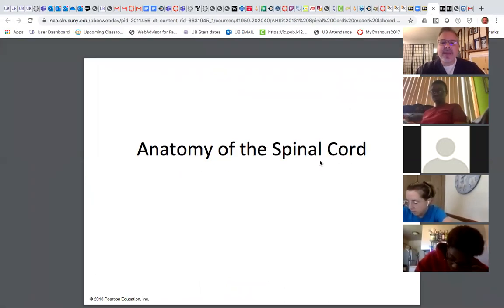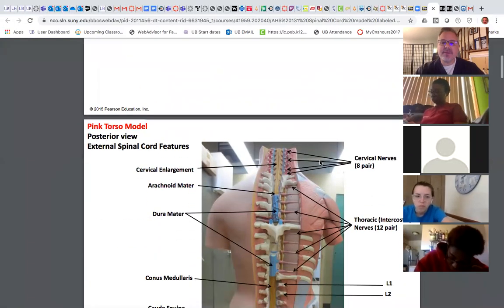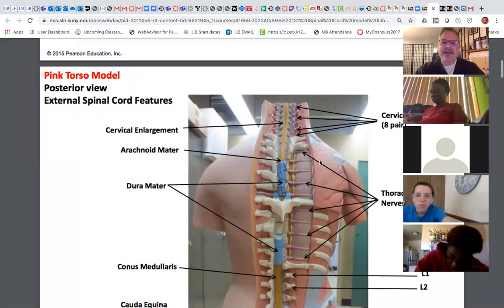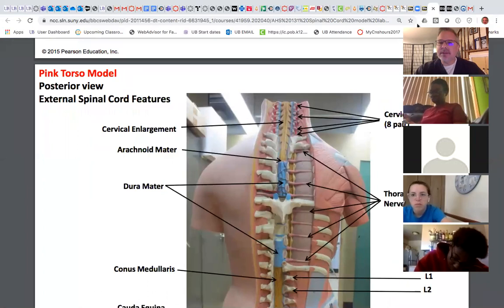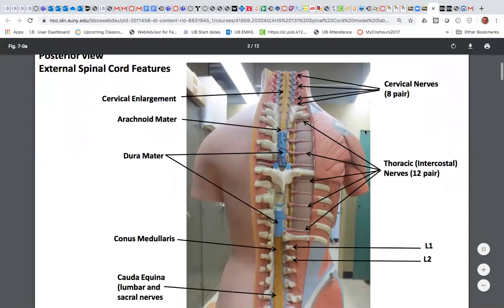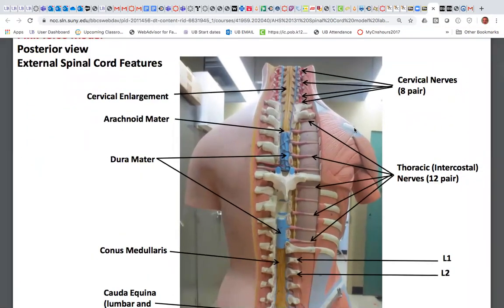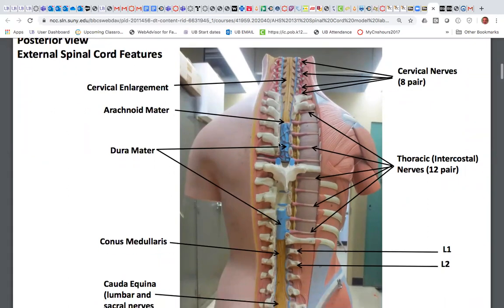So let's look at the anatomy of the spinal cord and just review some of the keys. Again, we did this last week, but let's go through some of this. So in this cross section here, remember you've got these cervical nerves. There's 8 pairs up at top. You've got that cervical enlargement.